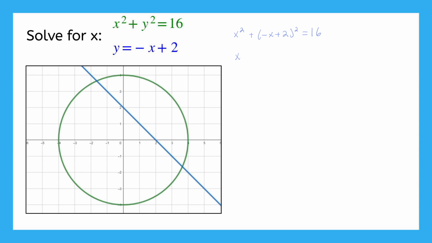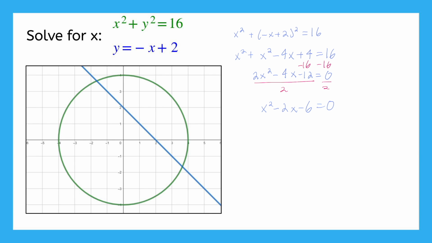Now let's continue on to isolate x by expanding the binomial: x squared plus x squared minus 4x plus 4, which is all equal to 16. Let's simplify further. We get 2x squared minus 4x, and then subtracting 16 from both sides, we will get plus 4 minus 16, which is negative 12, equal to 0. To make it easier on ourselves, we can divide both sides by 2, and we will get x squared minus 2x minus 6 is equal to 0.